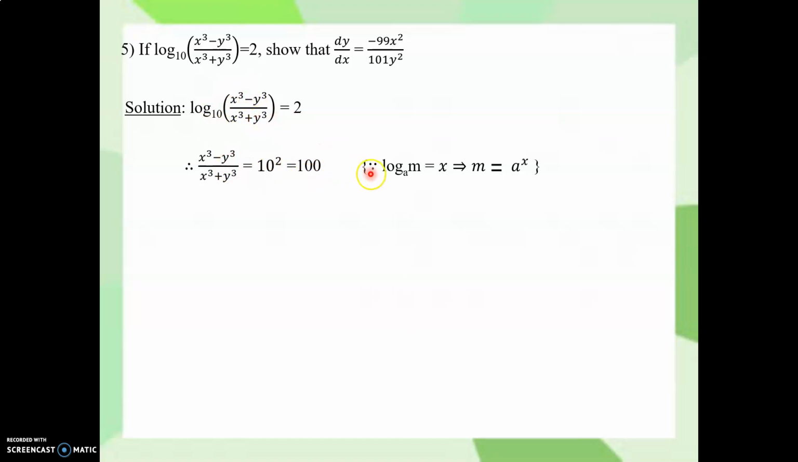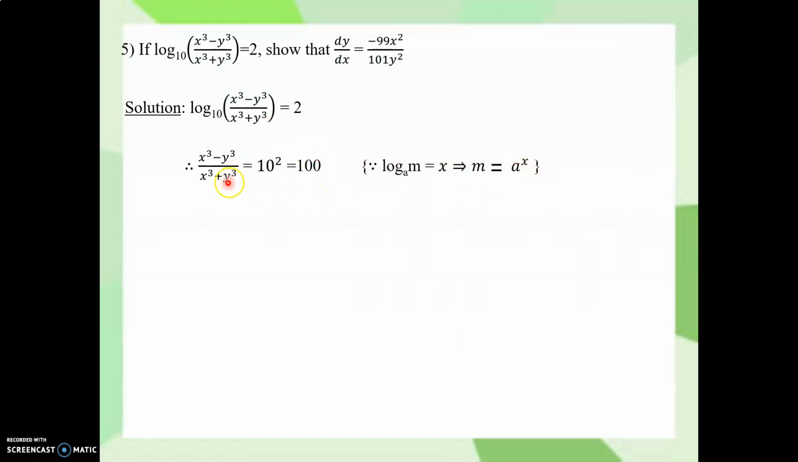This is the exponential form of this logarithmic function. We all know this formula, how to convert a logarithmic function to exponential format. So if log m to the base a equal to x is given, then m is equal to a raised to x. This is the exponential form of this logarithmic function. So here in the place of m it is (x^3 - y^3)/(x^3 + y^3). So I have written over here equal to, in the place of a it is 10 and in the place of x it is 2. So 10^2, that's equal to 100. Now we have converted this logarithmic function into this exponential format.